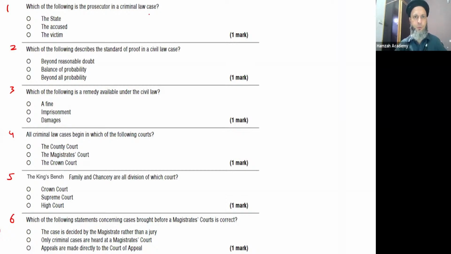For example, the first question is, which of the following is a prosecutor in a criminal case? So the answer is the state. So you can write in the chat section 1A. Similarly, attempt all of these questions, and then if you have any queries or if the answers are not correct, I'll explain these to you. If you have done it correctly, I will go ahead with it. Please attempt these.